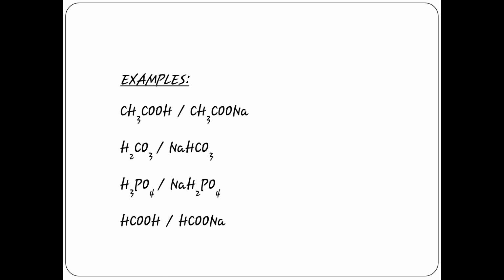Examples: acetic acid and sodium acetate, carbonic acid and sodium bicarbonate, phosphoric acid and sodium phosphate, formic acid and sodium formate. These are the examples of acidic buffer solutions.